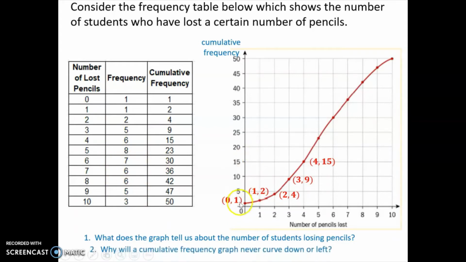All right, second question. Why will a cumulative frequency curve never curve down? You notice it curves up, but it's never going to go down again. Why? And it's also never going to go left. Why is that? Well, it's never going to go down again because that means you would be subtracting from the cumulative frequency, but you're not. You're always adding these values, and this number is always going to grow. So it can't shrink again. And you can't go left because you're moving through the data set this way. You're not going back in the data set here.